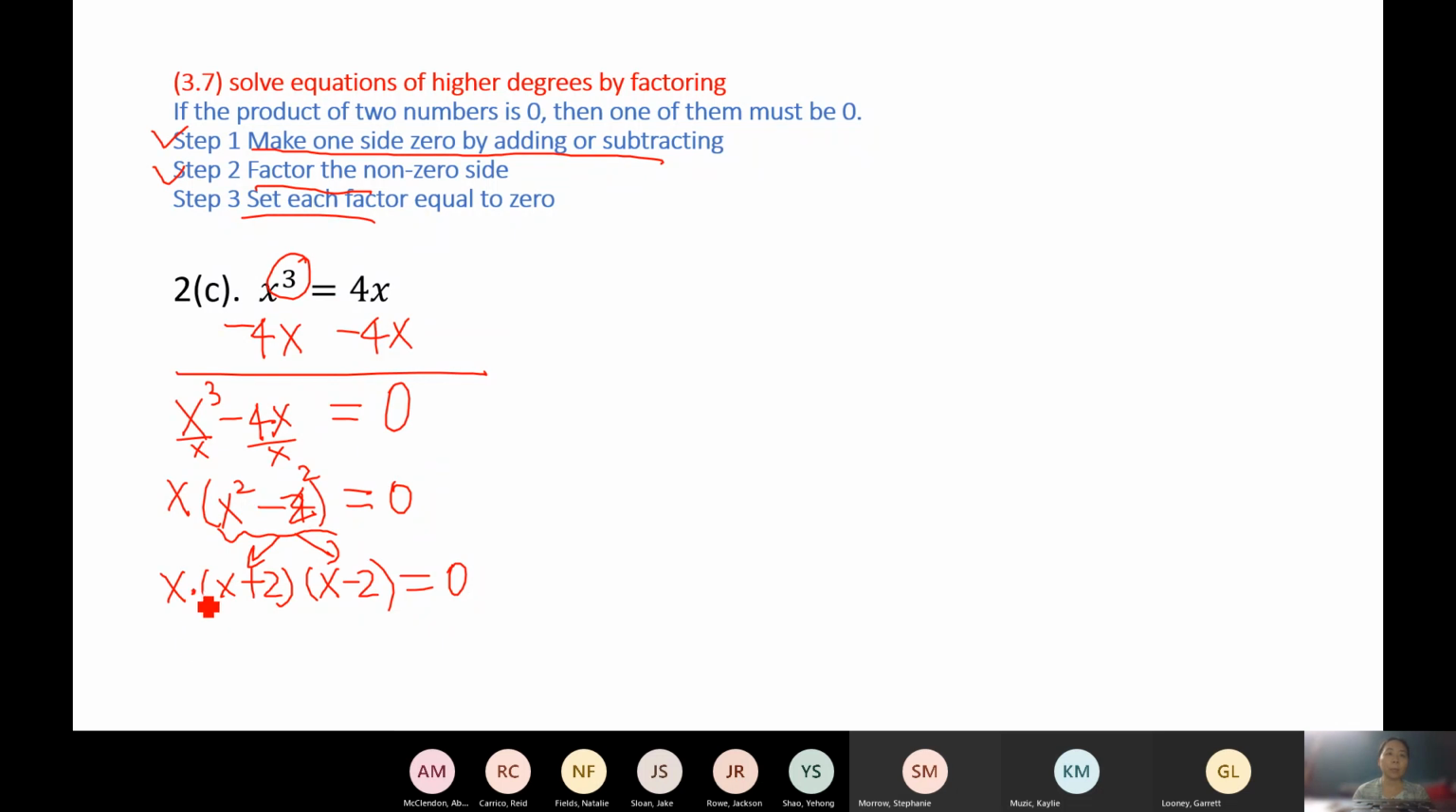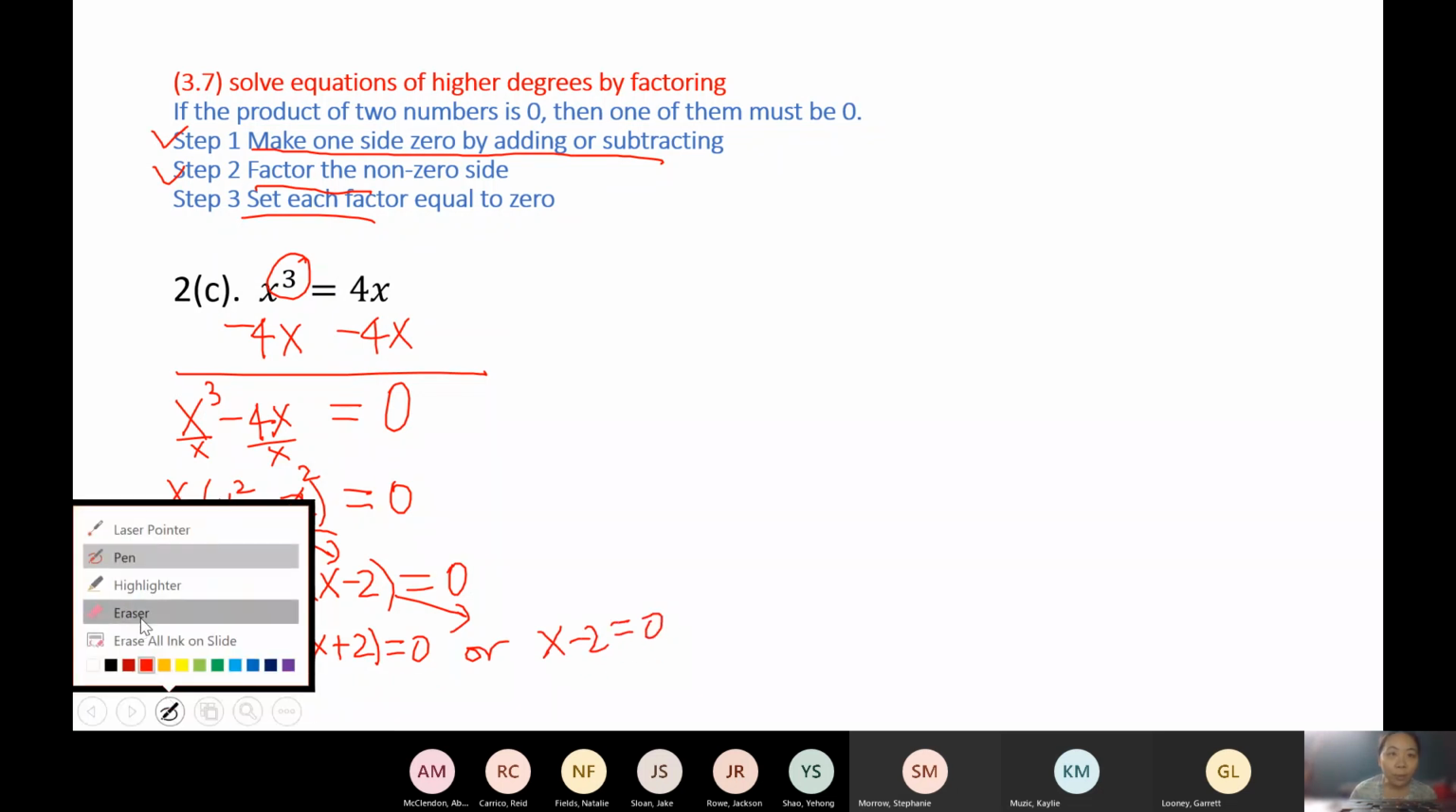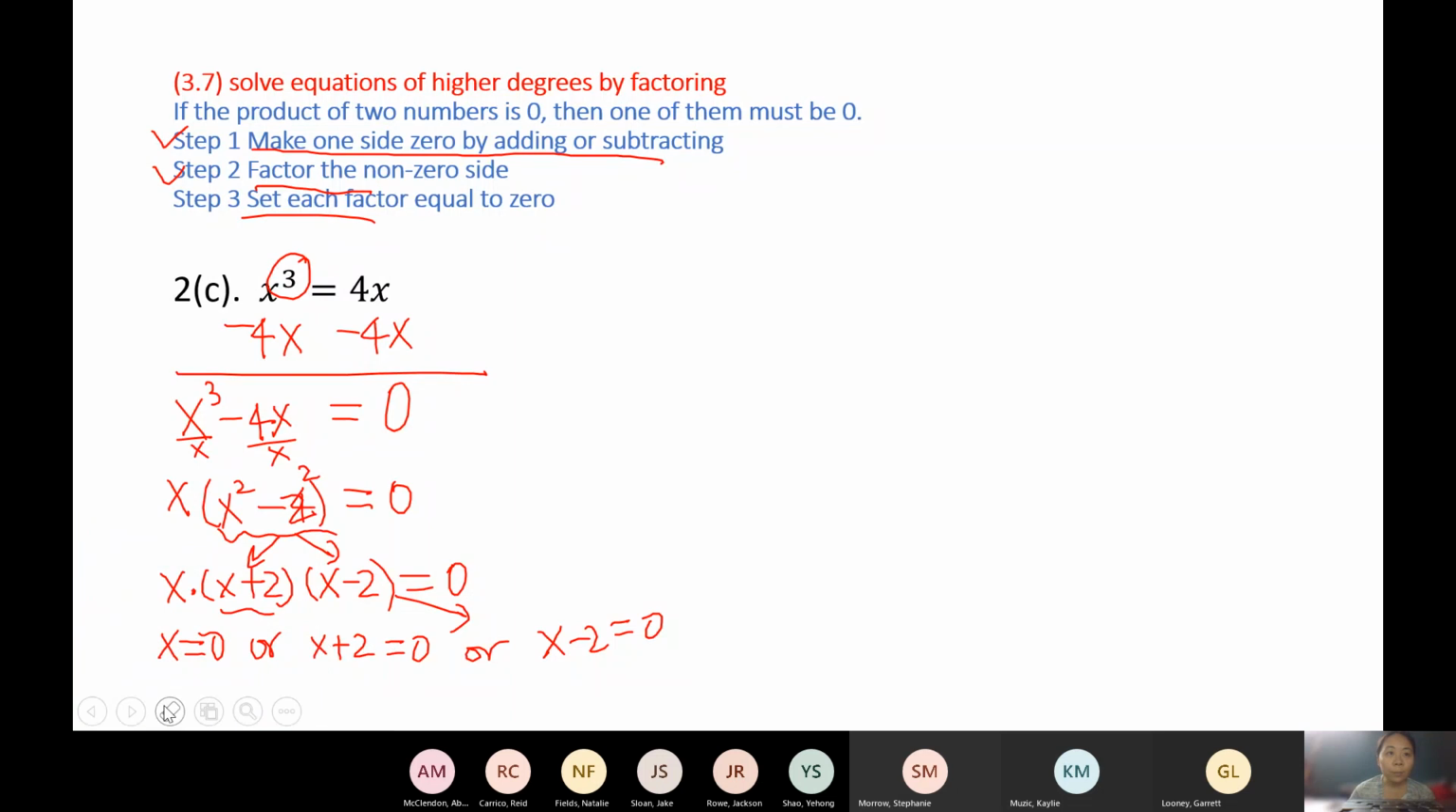In this case, we got 3: the first, the second, or the third. Well, we really don't need the parentheses, so I can get rid of them. Now solve each one. Well, the first one apparently is already the answer. Nothing to solve. X is already by itself.